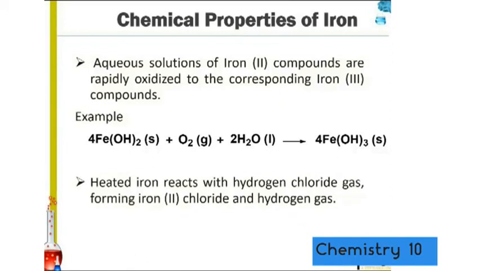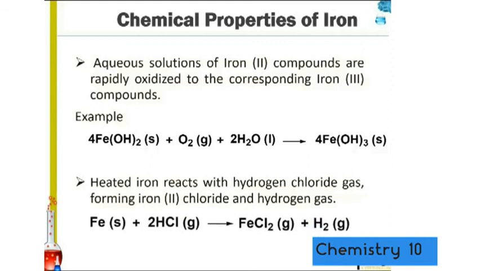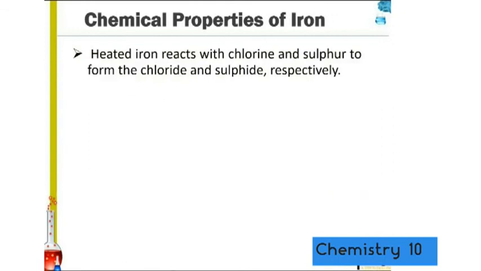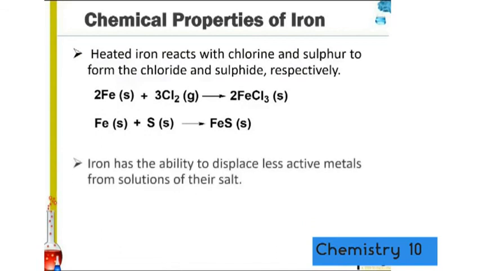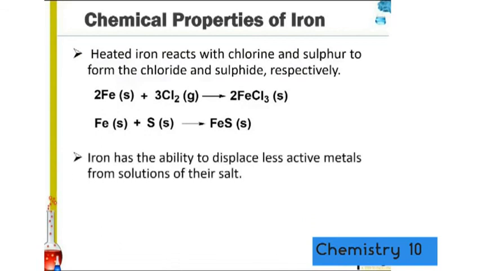And heated iron will react with hydrogen chloride gas, forming iron(II) chloride and hydrogen gas. In addition to chlorine, heated iron will also react with sulfur, forming a sulfide. And iron has the ability to displace less active metals from solutions of their salt.